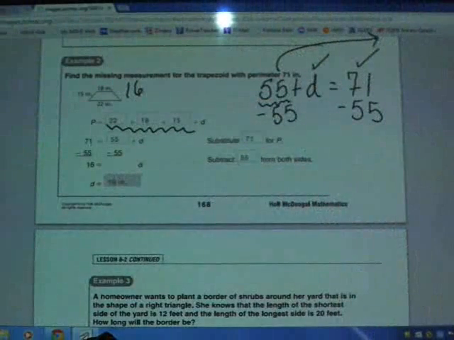You can check your work, do 15 plus 18 plus 16 plus 22, and you should get 71, and indeed you do get 71, so we're good to go.